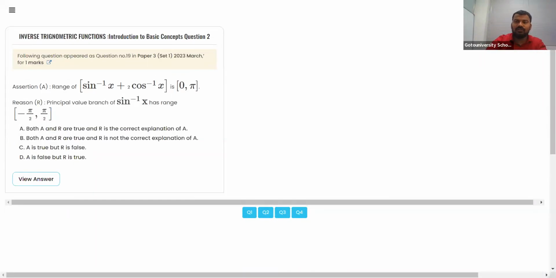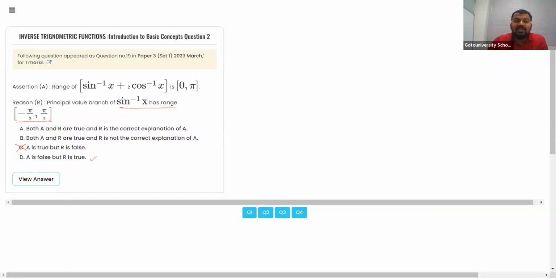Now if you look into this particular thing, I can say yes, sine inverse x has a range minus pi by 2 to pi by 2. So of course I can say reasoning is true. Reasoning is true, which means I can eliminate option C. Why can I eliminate option C? Because it says reasoning is false. All right, so now we have to check whether it is A, B, or D. Reasoning is true. Now we have to check the assertion.